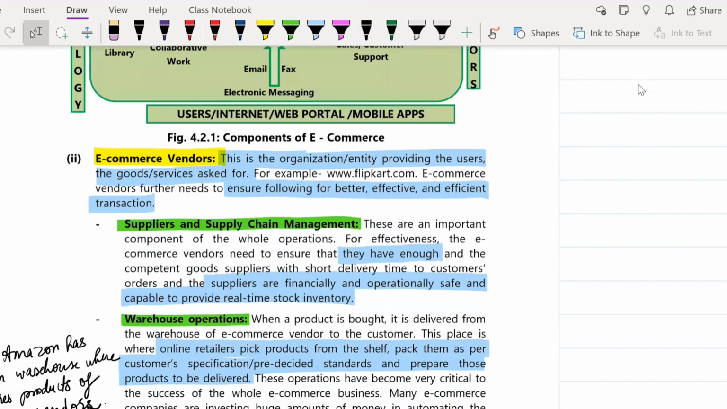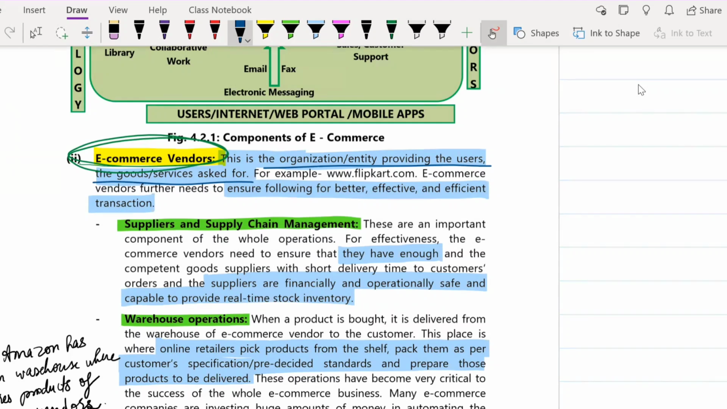Next is e-commerce vendors. Who are e-commerce vendors? E-commerce vendors are those who sell, that is Amazon. Amazon is an example of an e-commerce vendor. It is an organization or entity providing the users with the goods or services they have asked for. Now, if you open Amazon, you will be able to see lots of goods and services that I would want to search, correct? Or that I would want to buy.